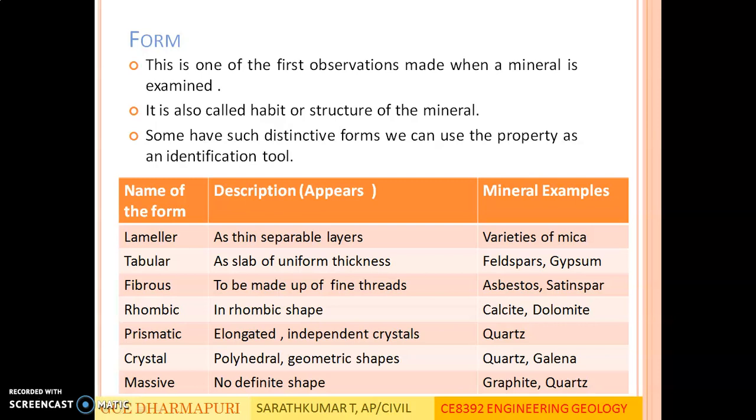And if it shows no definite shape, it is called massive form. Examples are graphite and quartz. Here, as you can see, the quartz appears either as prismatic crystal or massive form. So it will not be having a definite form, the quartz mineral.